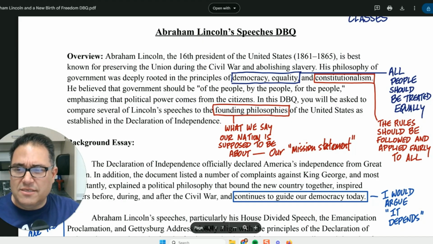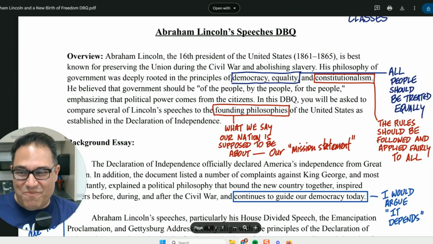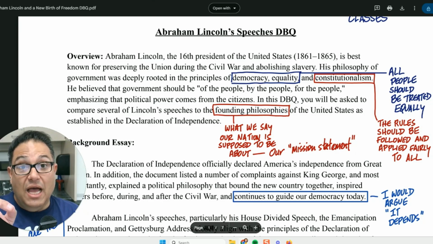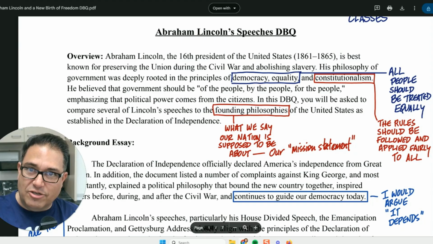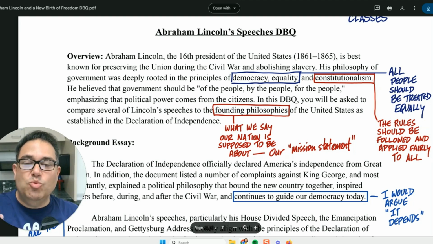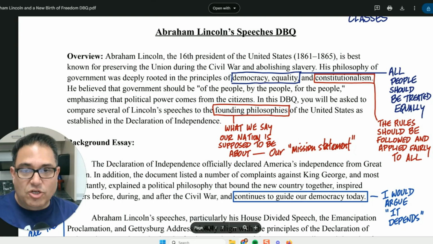So in this, let me back up. He believed that government should be of the people, by the people, and for the people, emphasizing that, of course, political power comes from the citizens. I told many of you as we were starting the letter to the president that we're the president's boss, right? We are Congress's boss. The power belongs to us. This is a government of the people, by the people, for the people. That's a quote from the Gettysburg Address. Political power comes from the people, from the citizens.